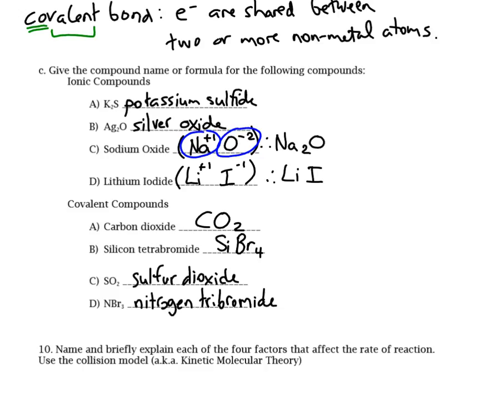And for the last 4, these are covalent, so you'll notice the prefixes will be important in covalent compound naming, but never in ionic compounds. The naming is very easy for ionic compounds. Carbon dioxide indicates 2 oxygen atoms and 1 carbon atom, silicon tetrabromide has 4 bromine atoms in that molecule, then sulfur dioxide and nitrogen tribromide. Again, notice the IDE ending and just the use of a simple prefix before the root name of the nonmetal.